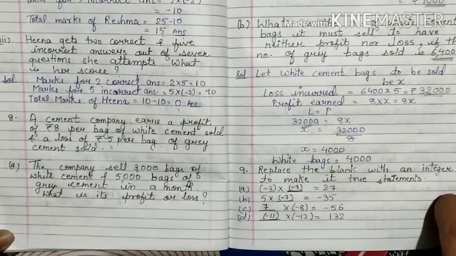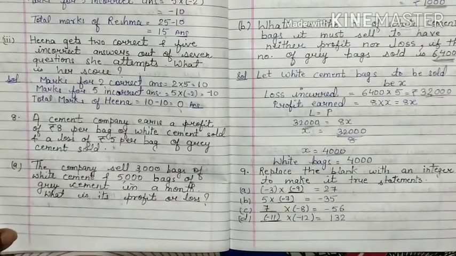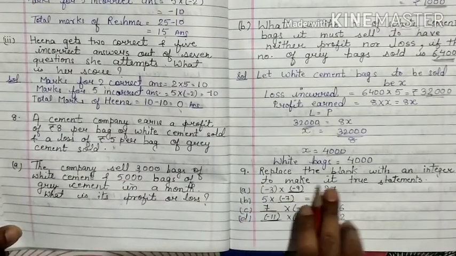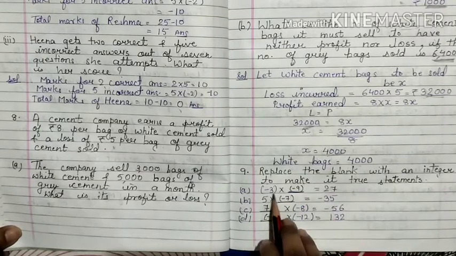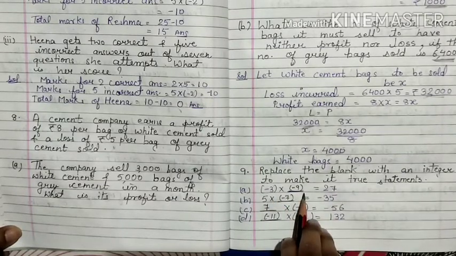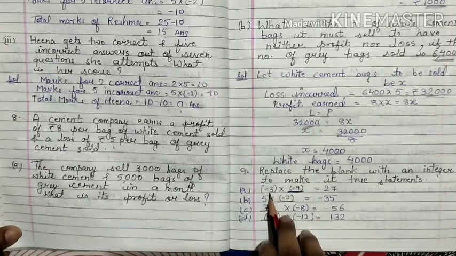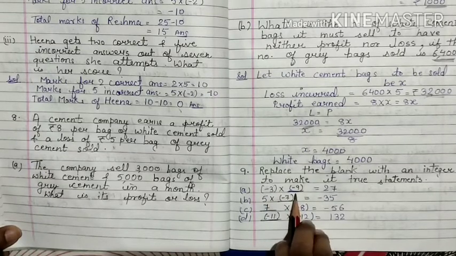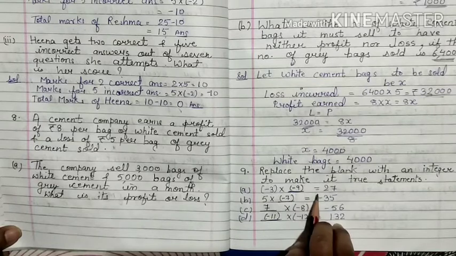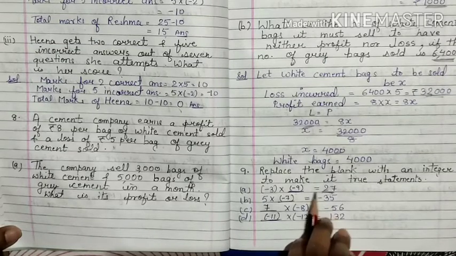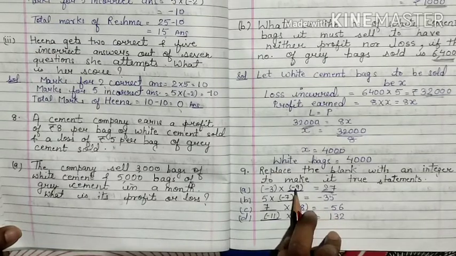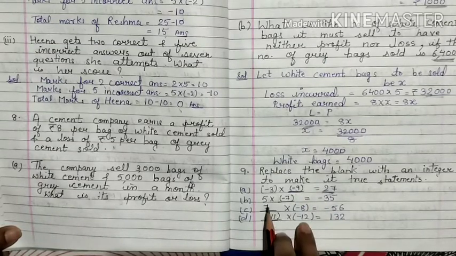Question number 9. This is the last question of this exercise. We have to fill in the blanks. It is given -3 into blank equals 27. So 3 9s are 27 and it is positive. So there should be a negative sign.